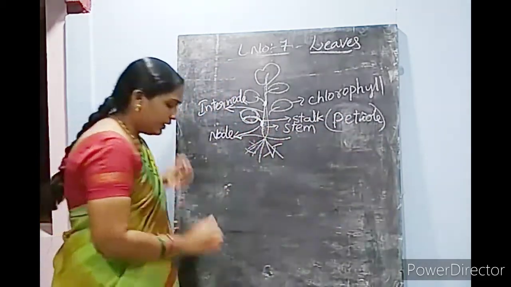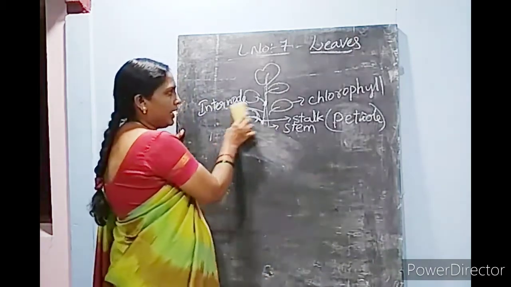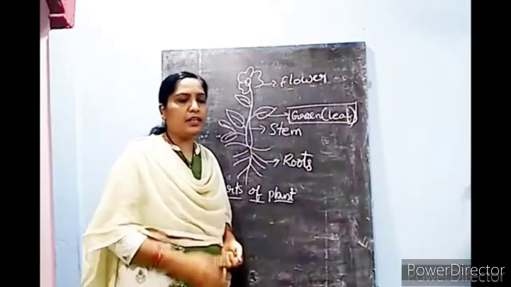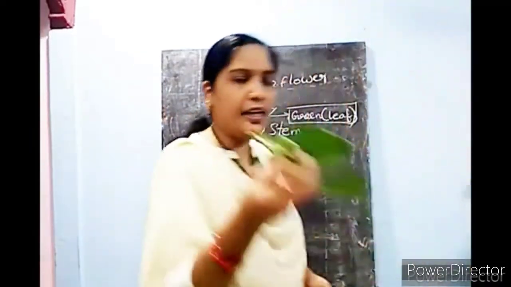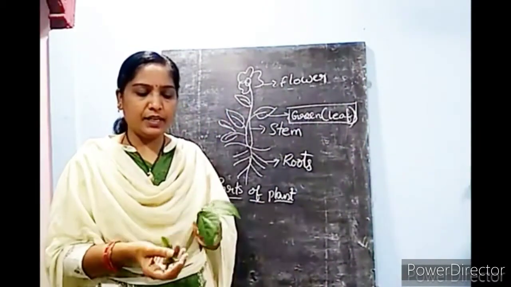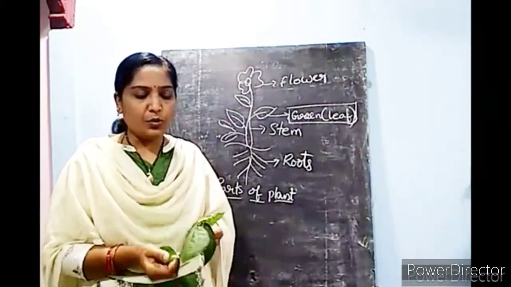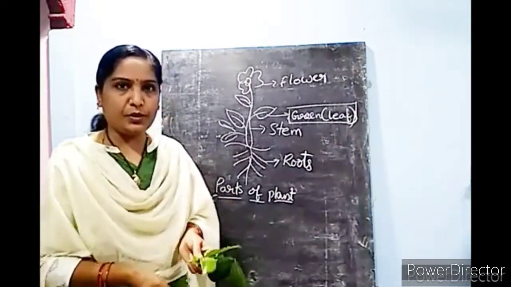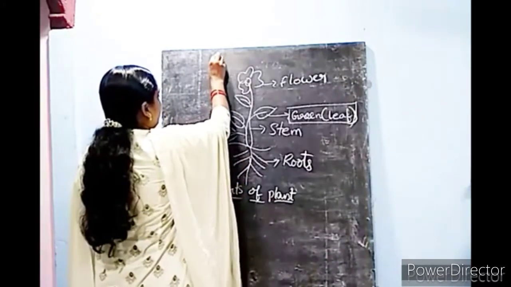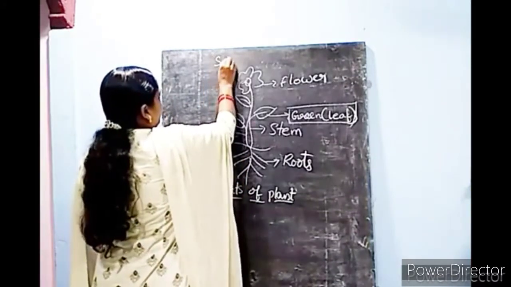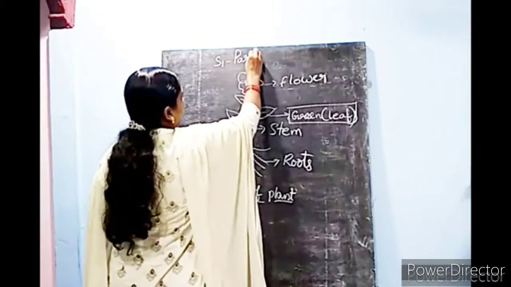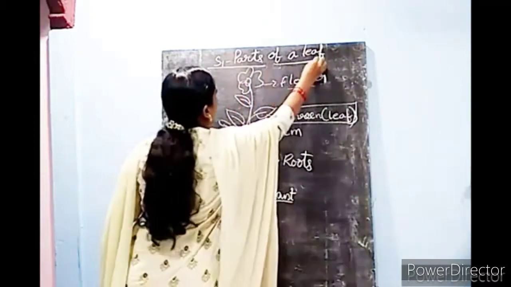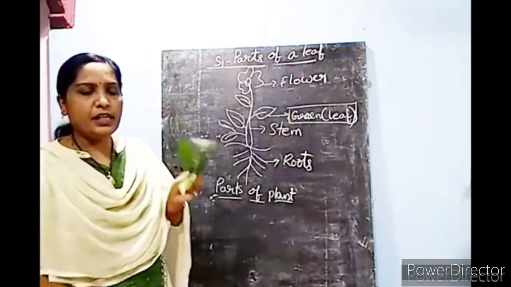Now we will see the structure of a leaf. Which parts are present in the leaf? What parts does a green leaf contain? And how can we identify all the parts present in a leaf? We are going to read. So our today's topic is parts of a leaf. You are going to read about parts of a leaf.